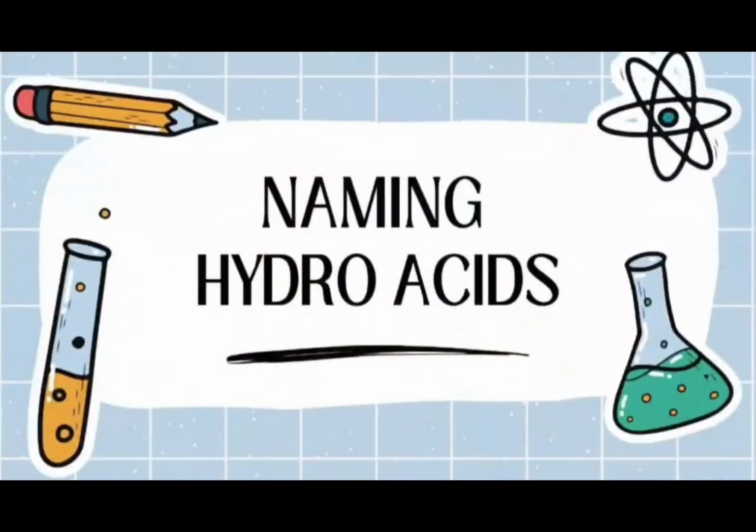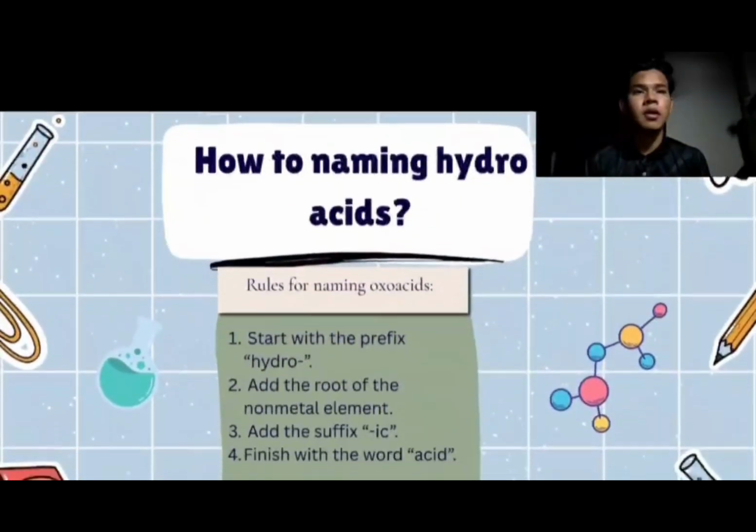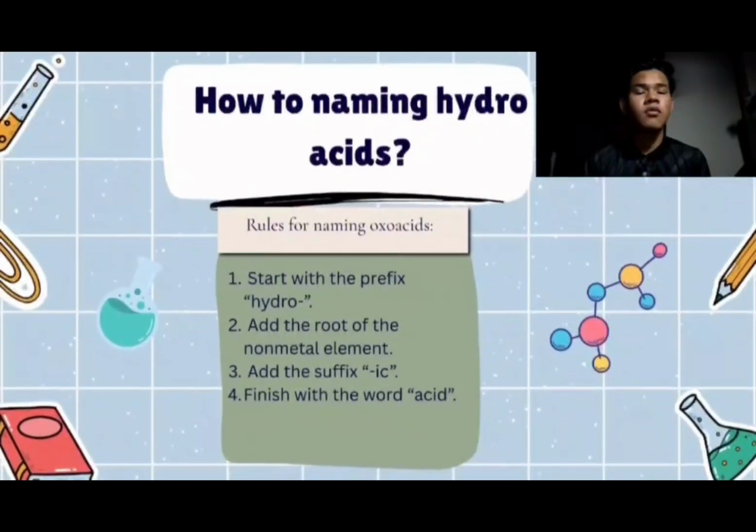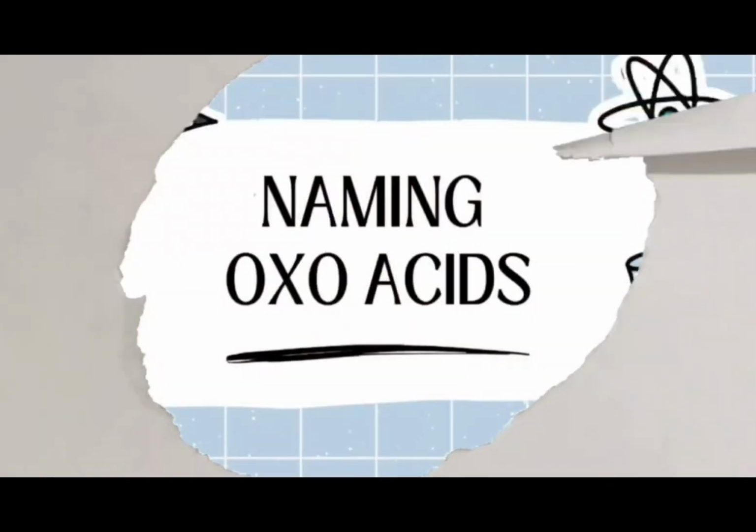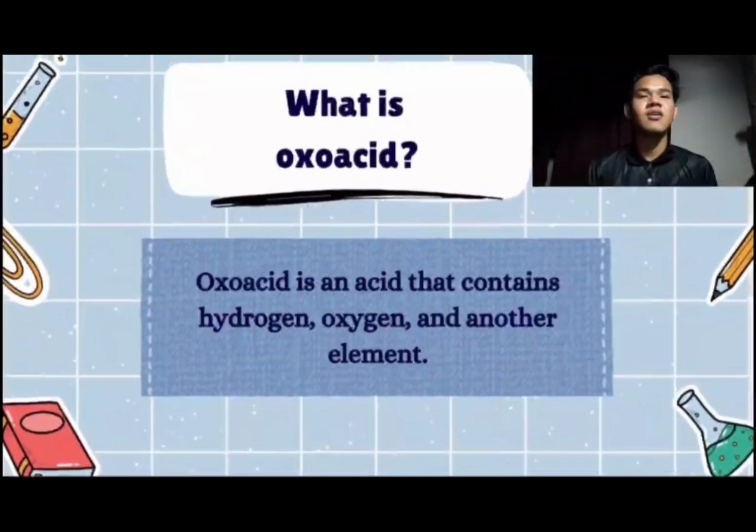Naming hydroacids. So, how to name a hydroacid? First, we need to start with the prefix hydro-. Second, add the root of the non-metal element. Third, add the suffix -ic. And fourth, finish with the word acid. Naming oxoacids. What is an oxyacid? An oxyacid is an acid that contains hydrogen, oxygen, and another element.